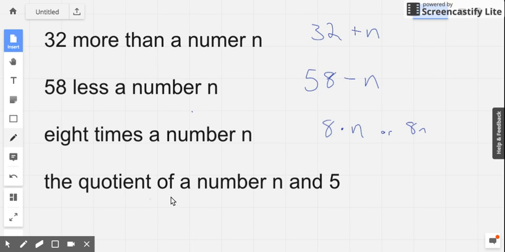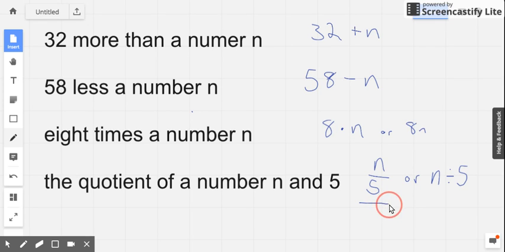The quotient refers to division of a number n and 5. This refers to dividing, and like subtraction, the order matters. 5 divided by n and n divided by 5 are not going to be the same thing. So whenever you see a word phrase like this, take the first quantity as your numerator and the second quantity as your denominator. You can write it a couple of different ways. You can write it this way or this way. This is 5 over n, which is division, or 5 divided by n.